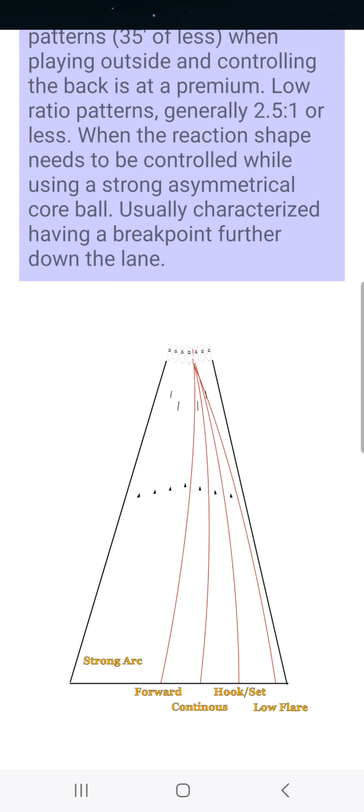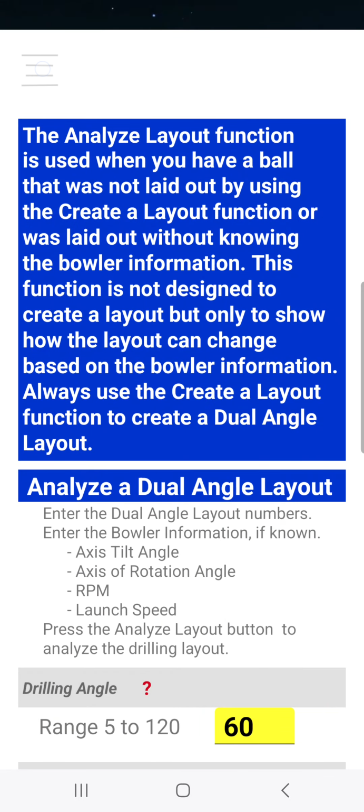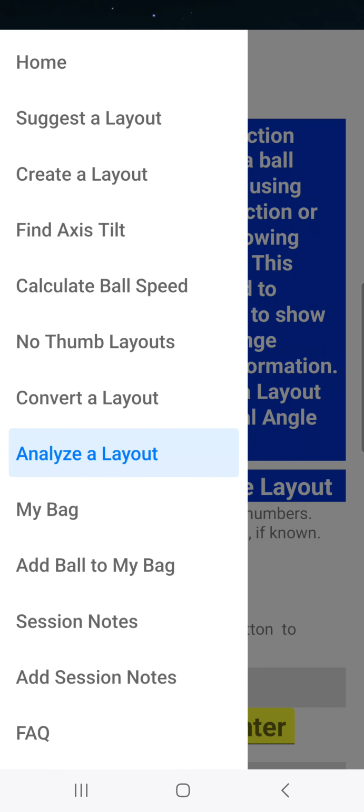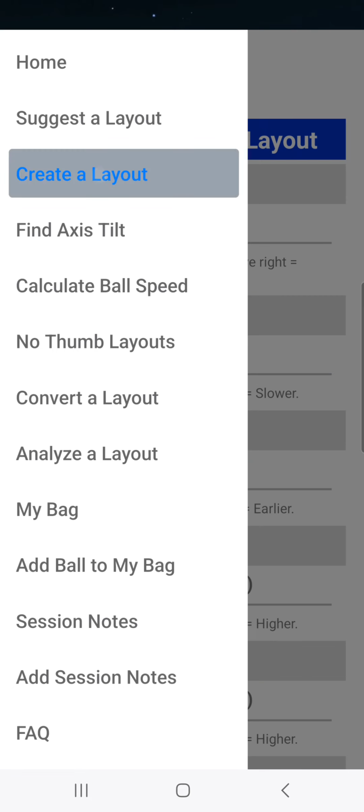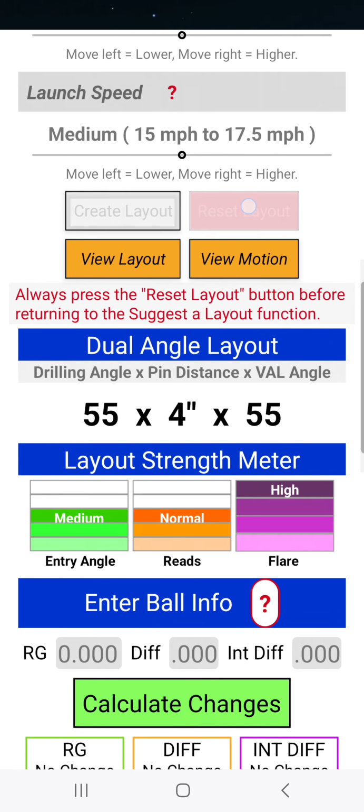Strong arc forward, hook set. Oh, I guess these are the types of ball motion you can get. So if you want to analyze a layout, that's what that does. If you want to create a layout based on certain characteristics that you want to see the ball do, you go to create a layout. Let's just reset this, make sure there's no other numbers in here.